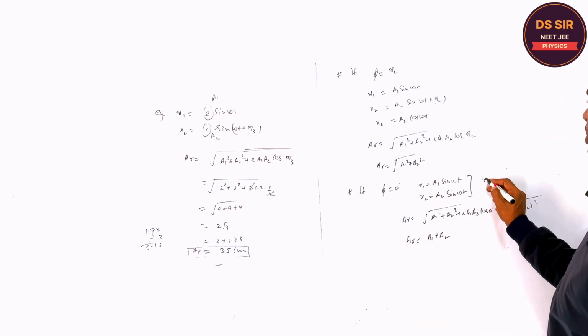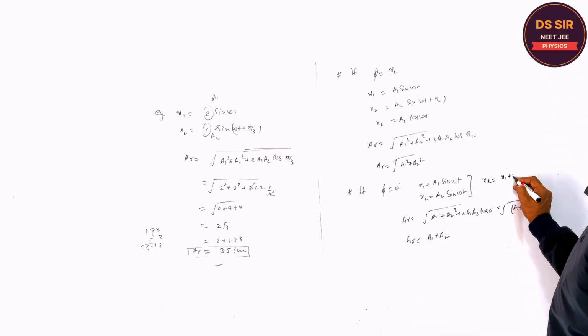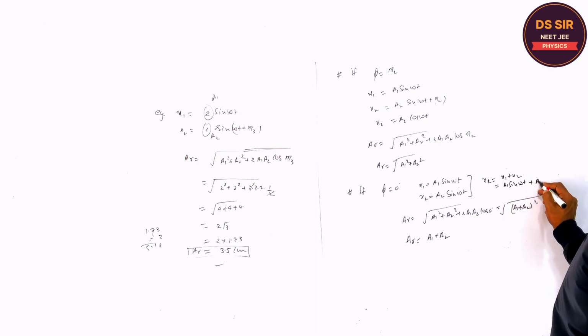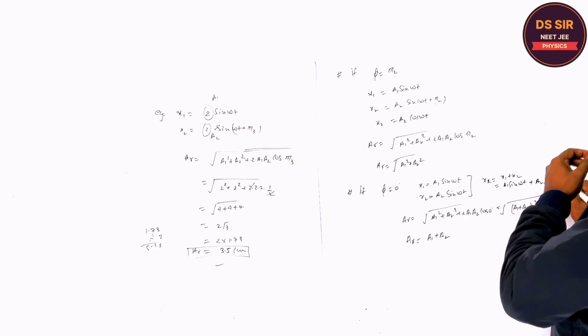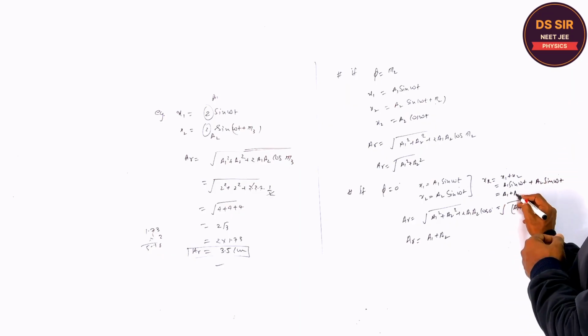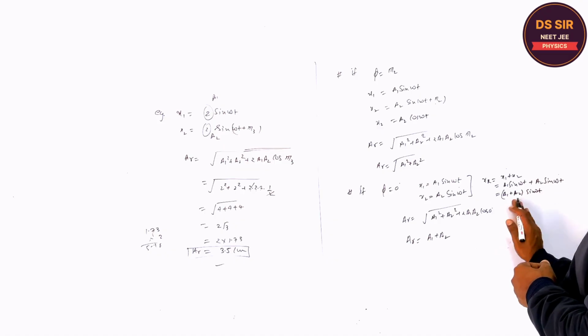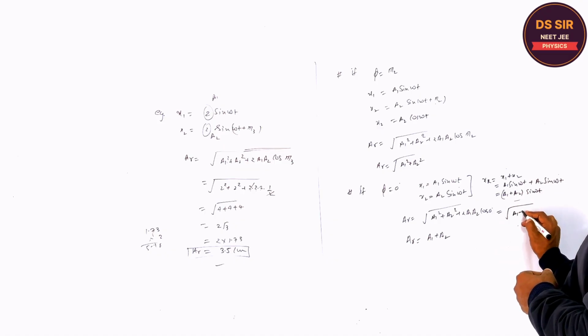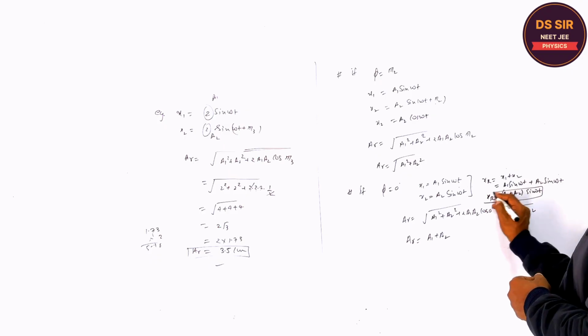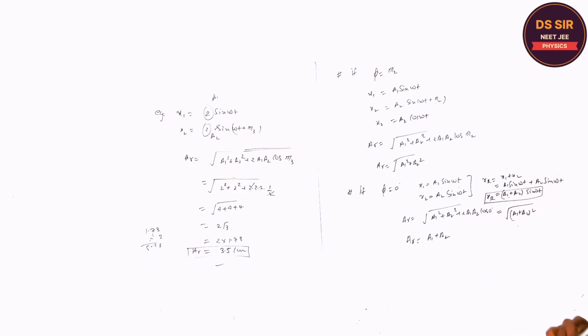Also from here you can get x1 plus x2 is equal to what? a1 sin omega t plus a2 sin omega t. So the resultant wave will be a1 plus a2 into sin omega t, right? Root over.